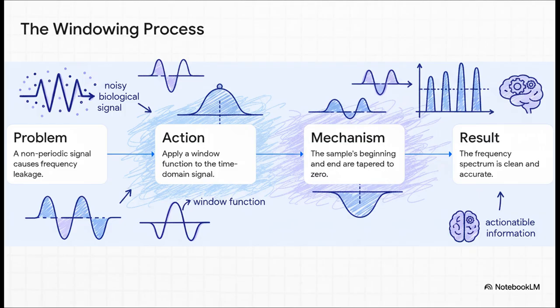So let's walk through this. On the left, you can see the problem. Our sharp-edged sample causes that smeared, blurry frequency spectrum. Not great. But then we apply a window function. That's our action, and it smooths out those edges. And the result? Over on the right, you get a much cleaner spectrum with the energy correctly concentrated exactly where it belongs. It's a huge difference.